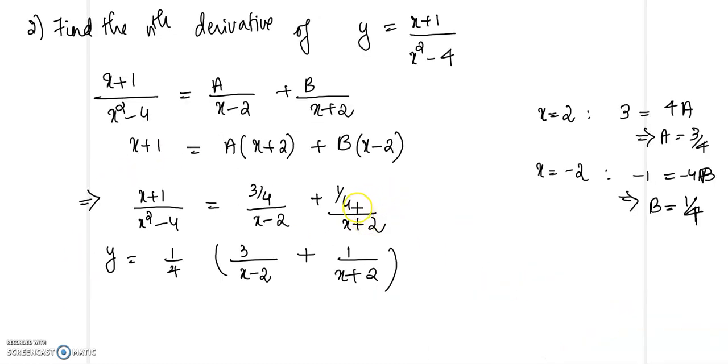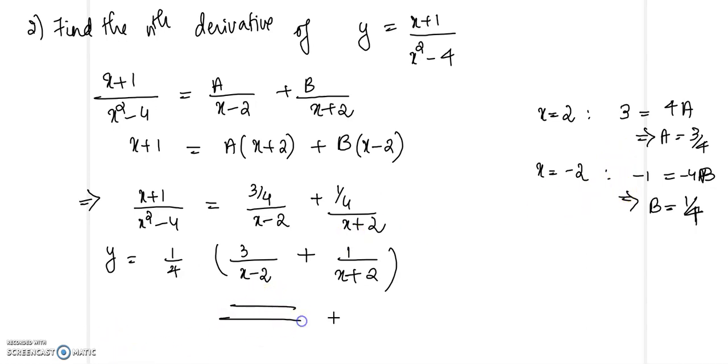So let us look at the next problem. Next is to find the nth derivative of y equal to x plus 1 by x square minus 4. So here you have x plus 1 by x plus 2 into x minus 2. Reducing to partial fractions, we will get x plus 1 by x square minus 4 equal to a by x minus 2 plus b by x plus 2. When you equate the numerators, you will get x plus 1 equal to a into x plus 2 plus b into x minus 2. Now let me put x equal to 2, so that will give a equal to 3 by 4. Putting x equal to minus 2, you will get b equal to 1 by 4.